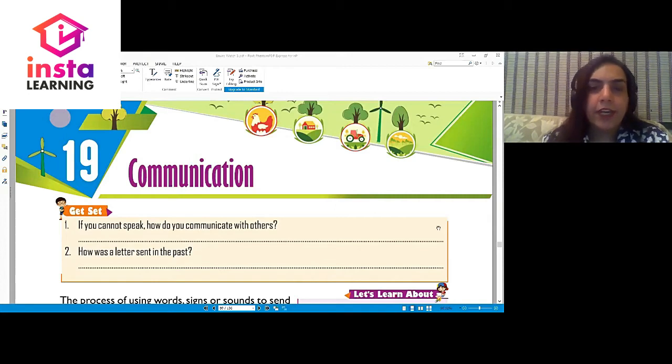Children, if you cannot speak to each other, can you still communicate? Have you ever thought how people communicated in the past? For example, how were letters sent from one place to another? In this chapter, we will be talking about communicating or talking without speaking, mailing a letter, and some other means of communication.